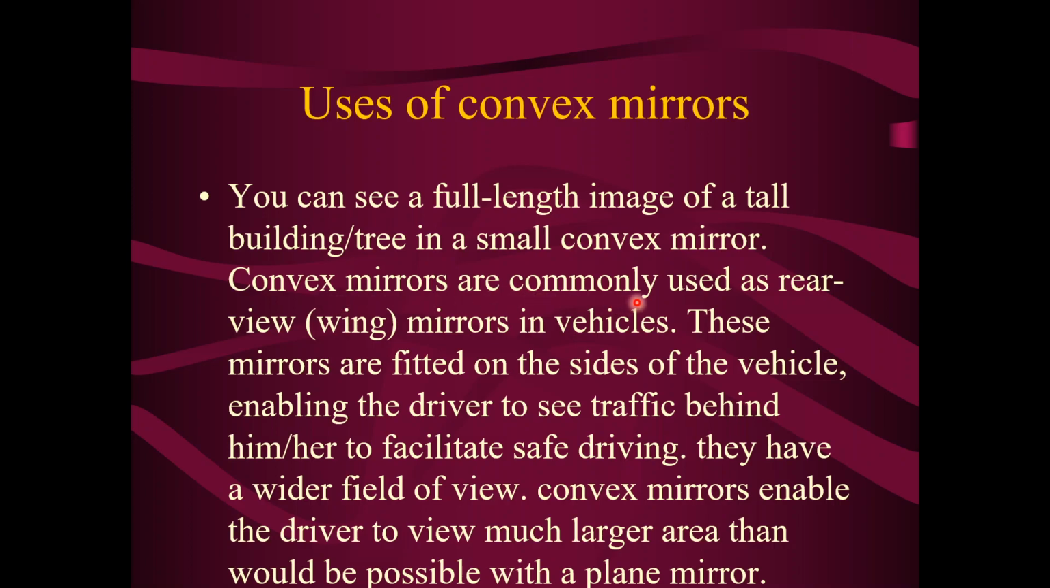Convex mirrors are commonly used as rear view mirrors, wing mirrors in vehicles. Side view mirrors in vehicles are convex mirrors. These mirrors are fitted on the side of the vehicle, which help the driver to see traffic behind for safe driving. Another cause why convex mirror is used is because it has a wider field of view. Convex mirror helps the driver to view a much larger area than would be possible with a plain mirror. That's all. Thank you.